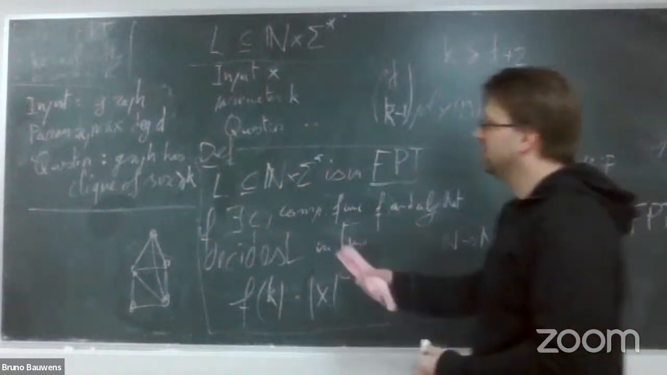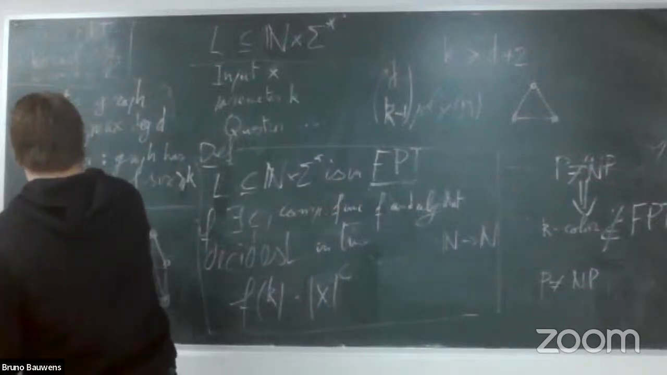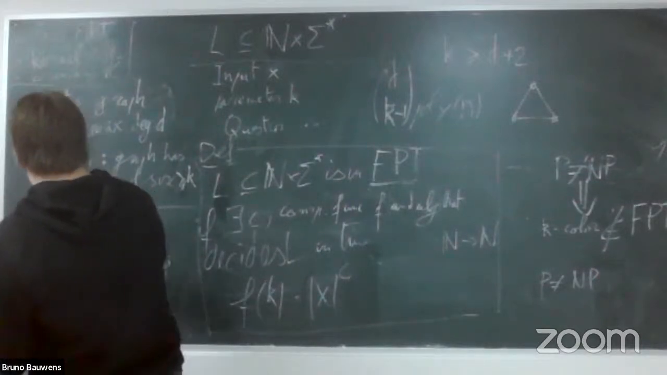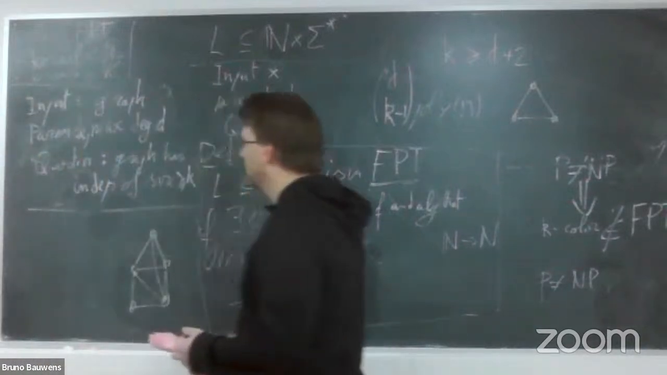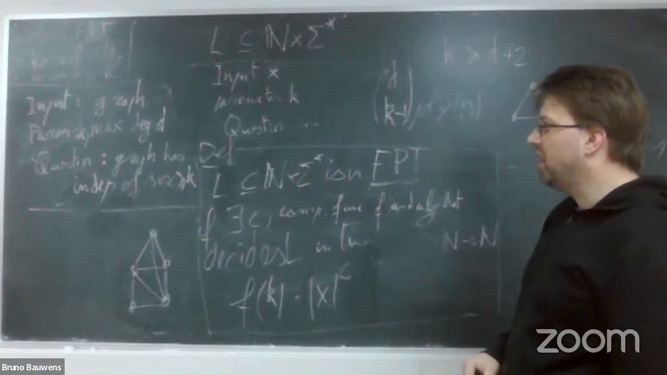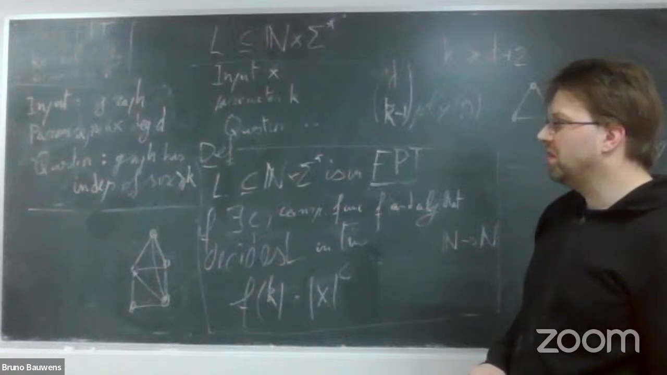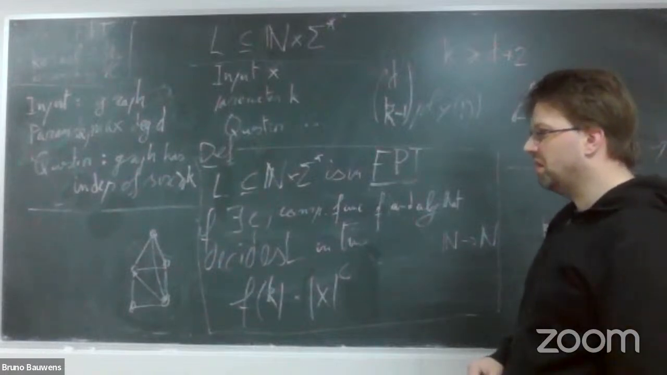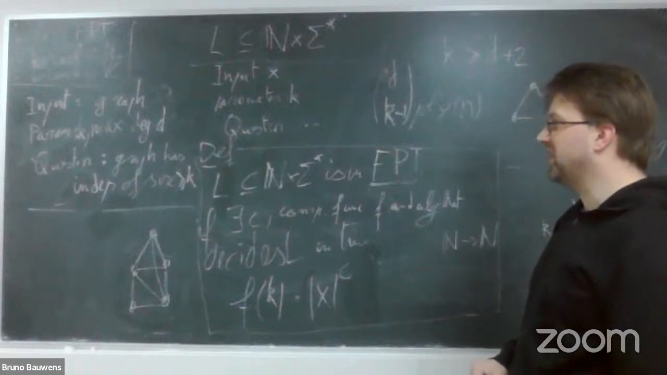Okay, since this exercise went well, let's do the same for independent set. Let's just take the inverse of the graph and do the same. The graph has an independent set of size k if and only if the inverse of the graph has a clique of size k. Oh, that was fast.